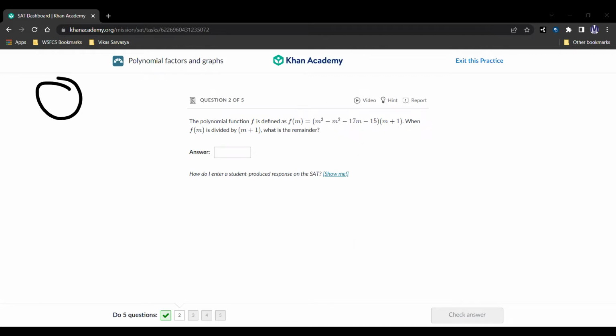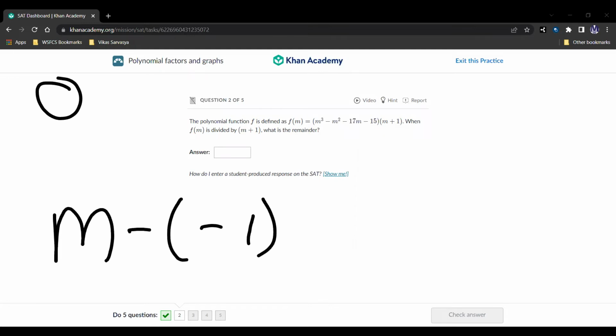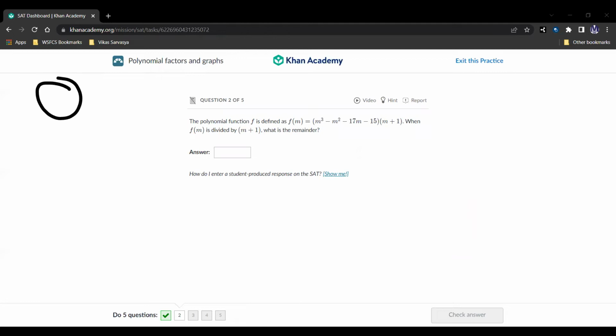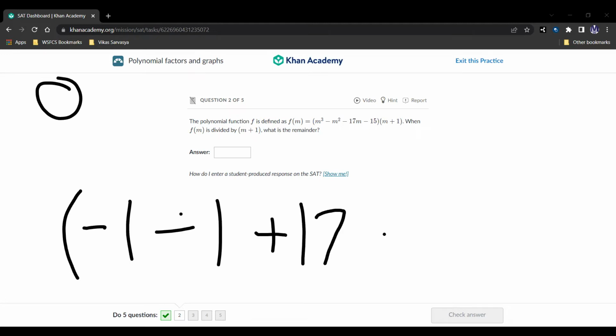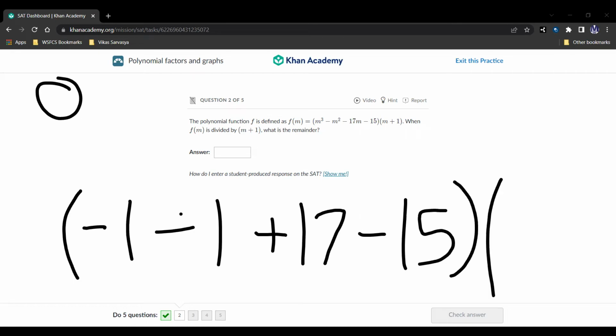So m plus 1, that's going to be m minus negative 1. So the remainder, when you're dividing by this, is just going to be the same as f of negative 1. Right, so f of negative 1 is what? Well, that's going to be negative 1 minus another 1 plus 17 minus 15, which is already 0. So we don't even need the other factor. But that's already 0. And then this is also a negative 1 plus 1.